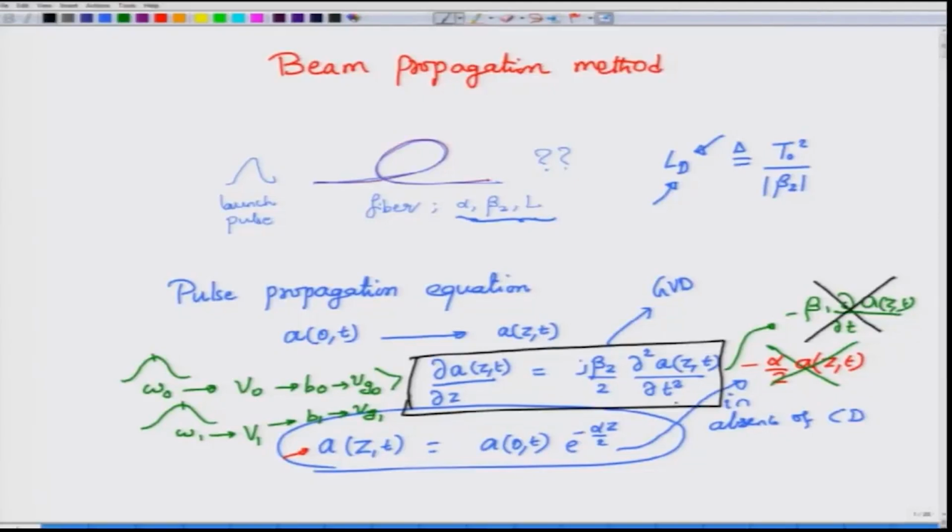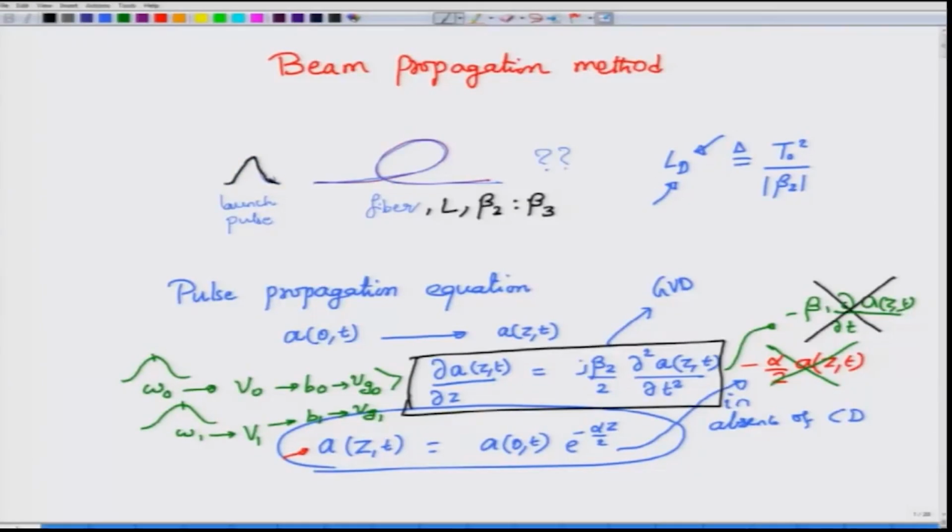So, the idea is that we have the fiber of certain length L, which has a parameter beta 2. Of course, beta 2 can be positive or negative, and moreover beta 2 itself can vary over the frequencies. In that case you will have to also deal with beta 3, which is much more complicated, and it will modify the pulse propagation equation in a slightly different manner, which we will see in the end of this module. And the goal here is that you have a certain launch power.